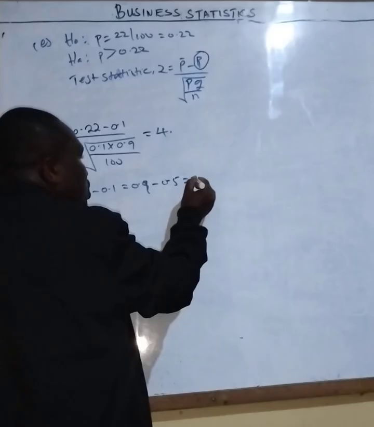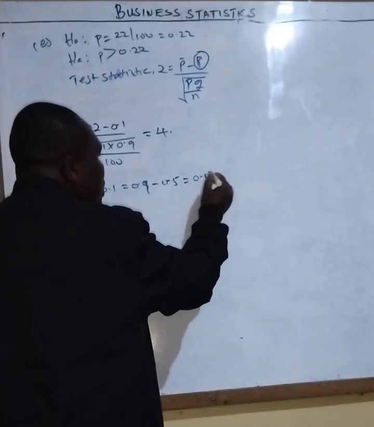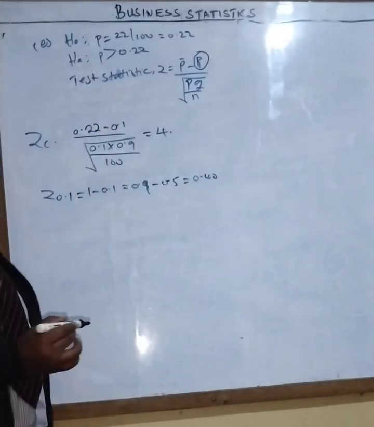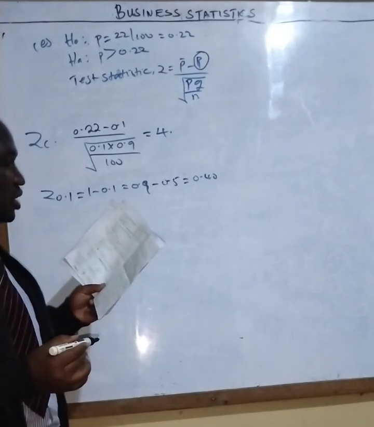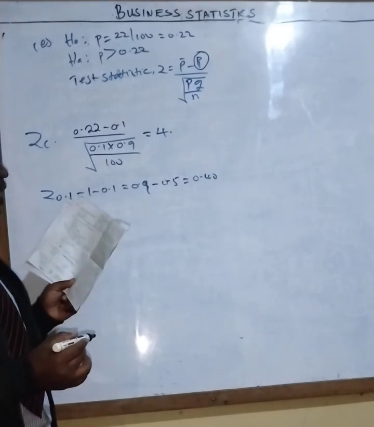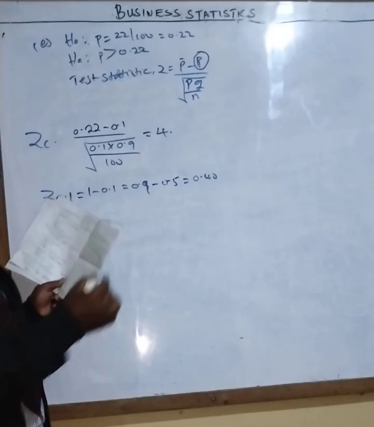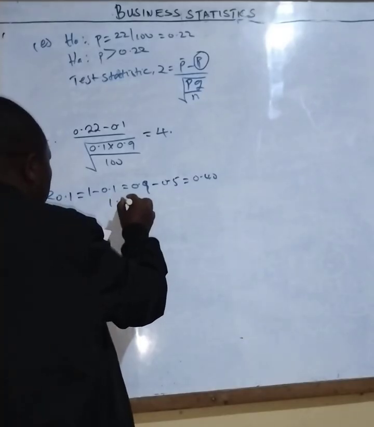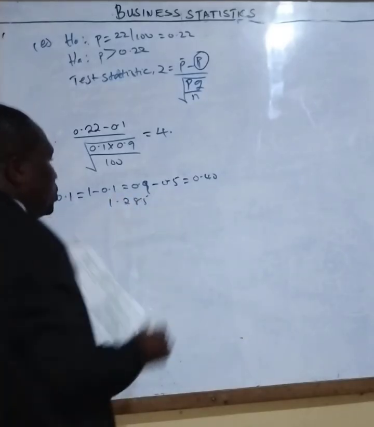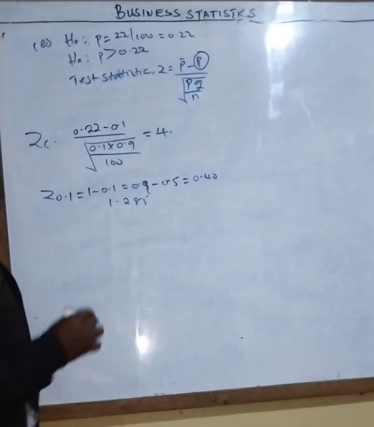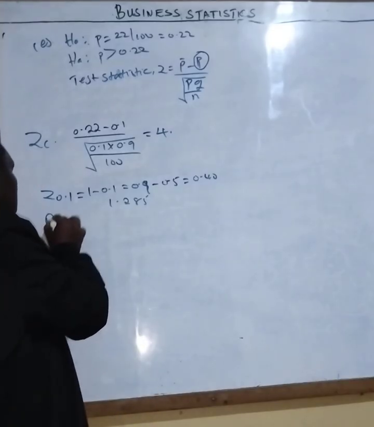So that you reduce it to 0.4. Now you read 0.4 from the table. And when you read 0.4 from the table, the answer you get is 1.285 from the table. Now, class, what is your rejection rate?